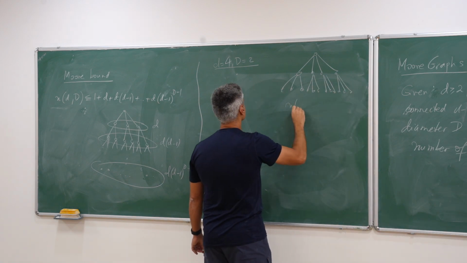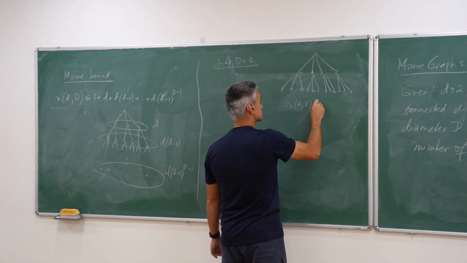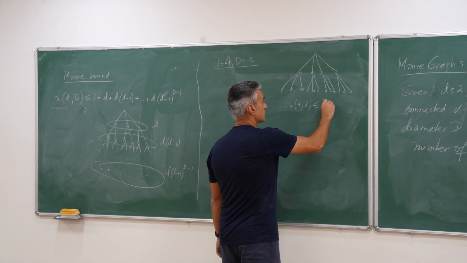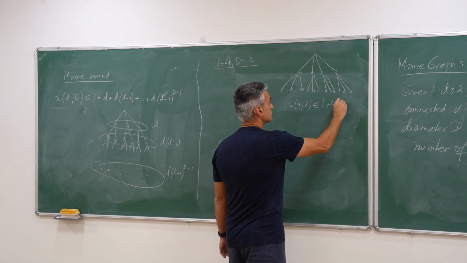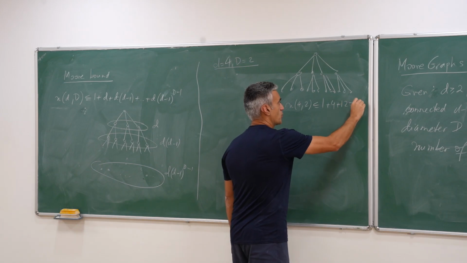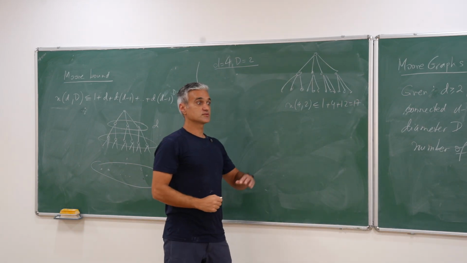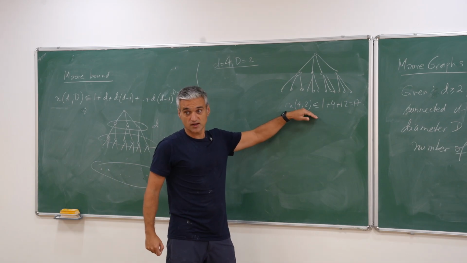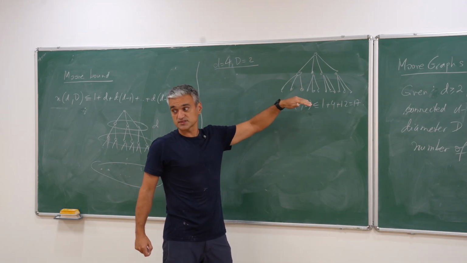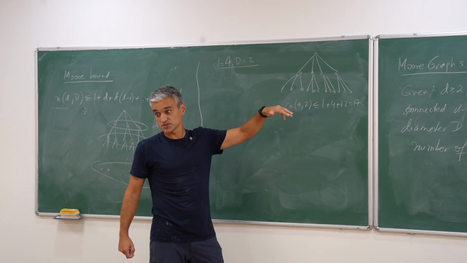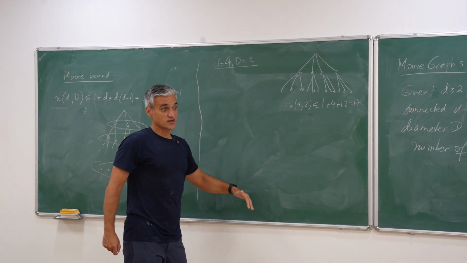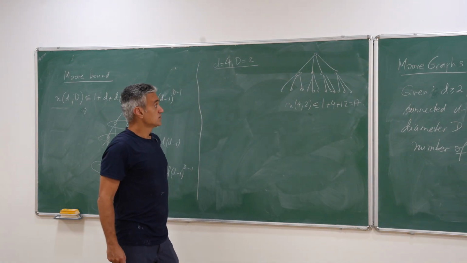So this picture tells me that N(4,2) will be less than or equal to 1 plus 4 plus 12, which is 17. So this is an upper bound. Just because I have this picture doesn't mean there is a graph with diameter 2 which is 4-regular with that many vertices, because this is the most that the graph can have. Okay?